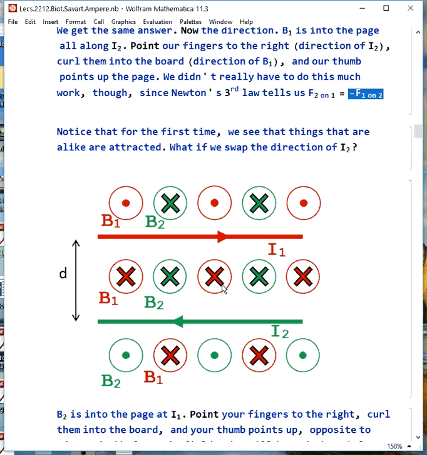What if we change one of the currents? So we change the lower one to move left. Of course, none of the red things change. But now the green things, we move the current to the left.